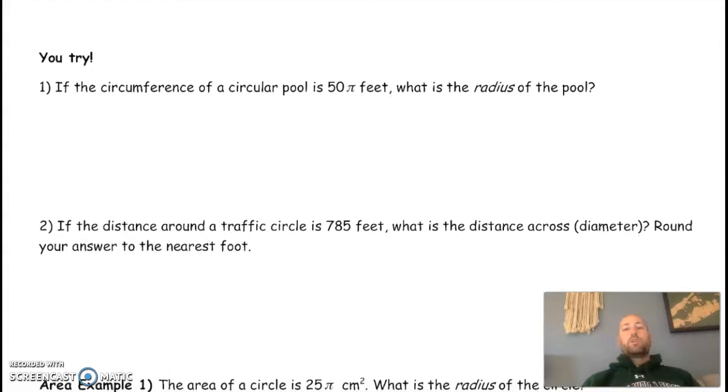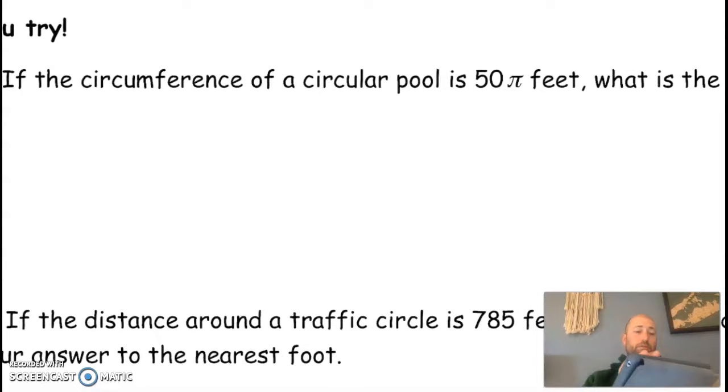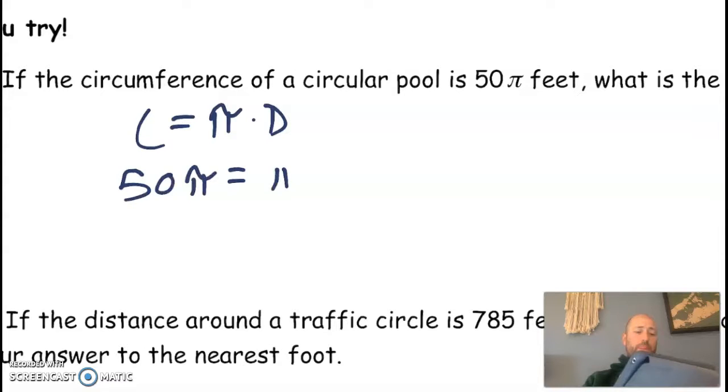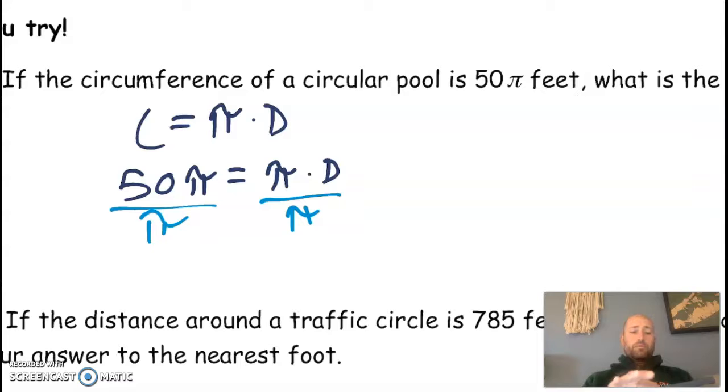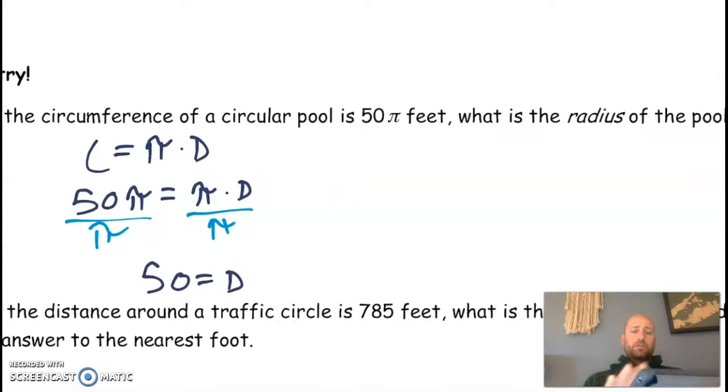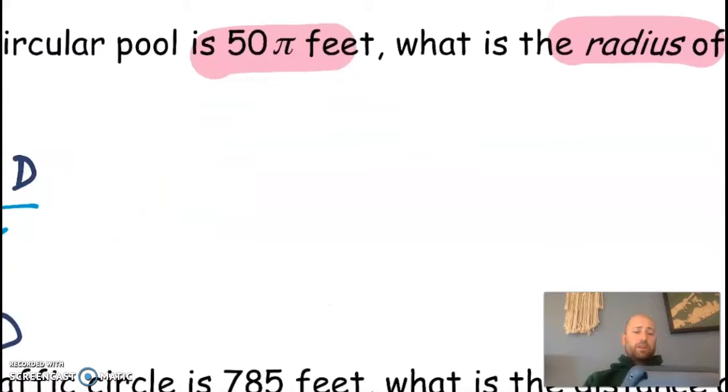So try number one, answer it, and then I'm going to show you how to do it right now. Okay, so again, circumference is equal to pi times diameter. The circumference is 50 pi. Inverse operation. So dividing both by pi, 50 is equal to the diameter. One check. Oh, it said, what is the radius? So if the diameter is 50, the radius is half of that.